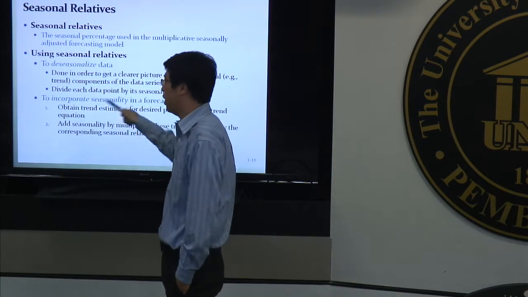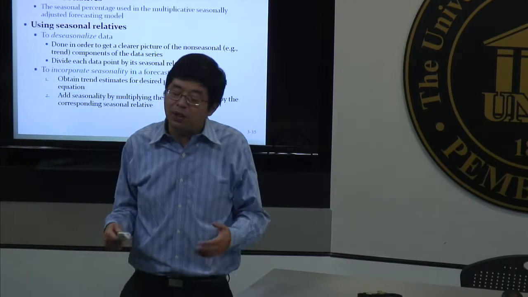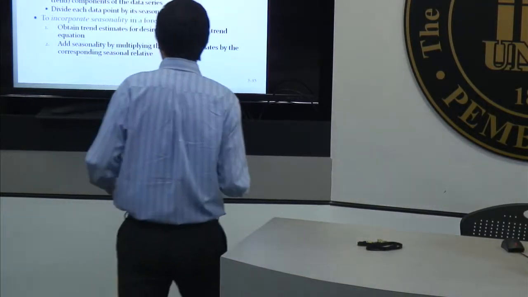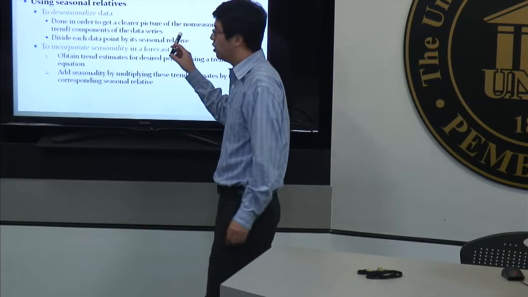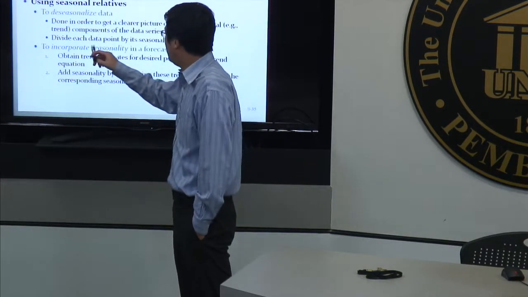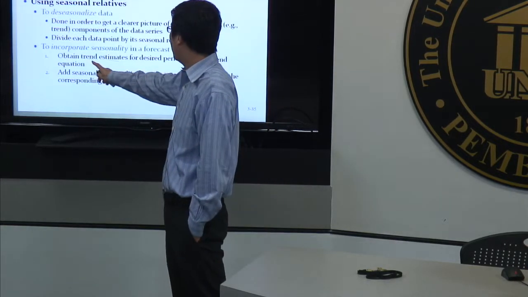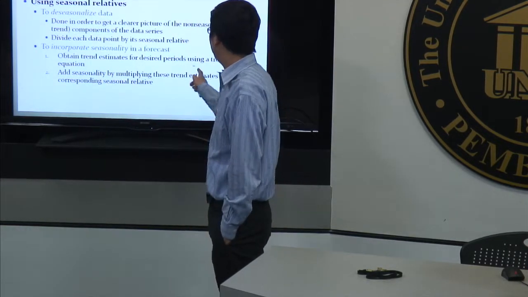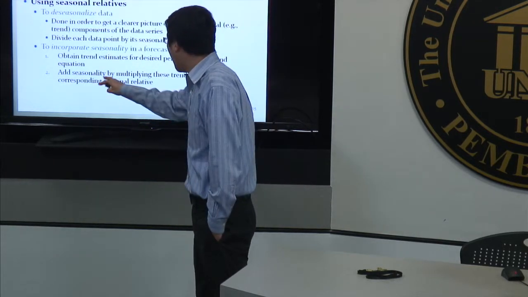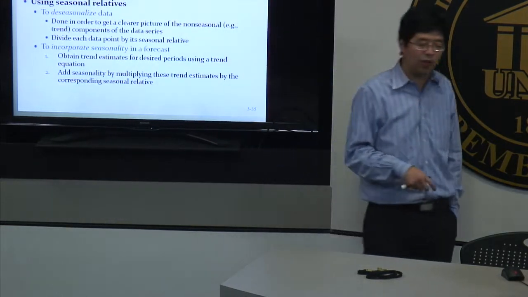We divide each data point, like ice cream, by 100 in summer. But if summer demand should be double the winter demand, then we use this 100 divided by 2. That will be the demand without the seasonality. So we remove the seasonality factor. Then we incorporate seasonality into the forecast. We get the trend estimate for the desired period using a trend equation, the linear trend equation we have introduced. Then we add the seasonality finally by multiplying the trend estimate by the seasonal relative.